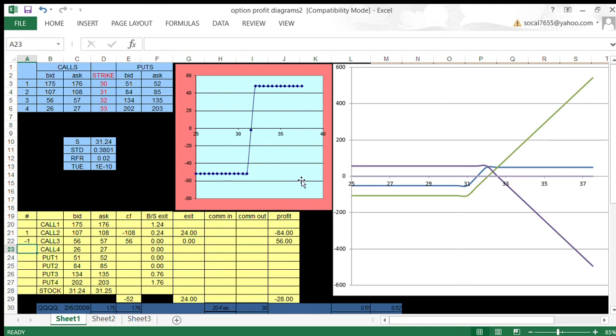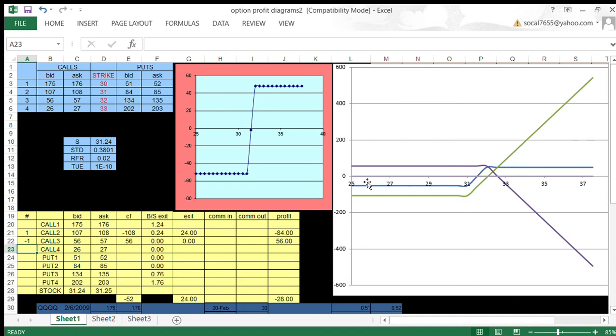And when I do that, I get this profit diagram here. This segment right here is not vertical. It has a positive slope. You can kind of see it better over here.